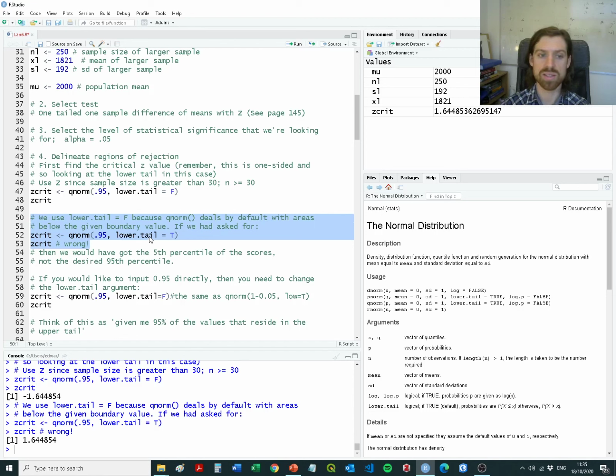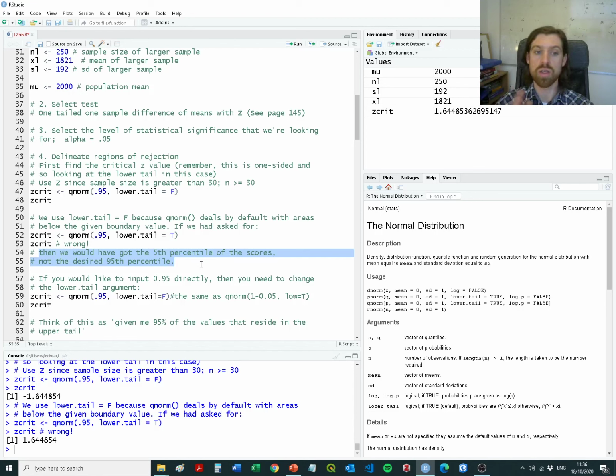So why does it do that? Well, as I say, by default it gives you the area below the given value. Sorry, with lower tail true, it gives you the area above the value. Sorry, no, with lower tail equals true, it gives you the area below the value, which is not what we're after here, essentially. So essentially, if we'd got this value, then it would have been the 5th percentile of the scores, rather than the 95th percentile, which is what we wanted.